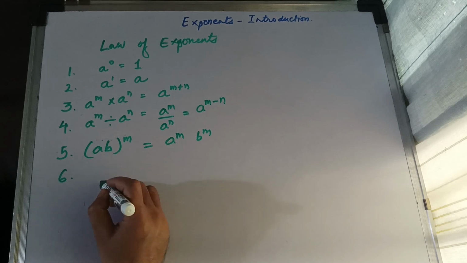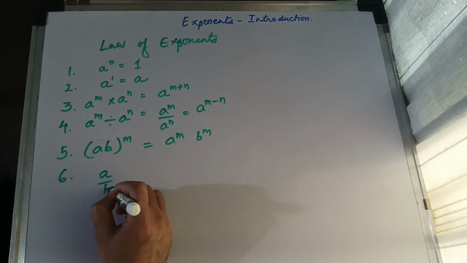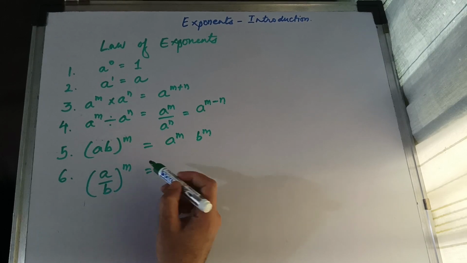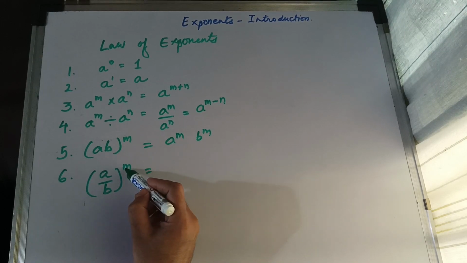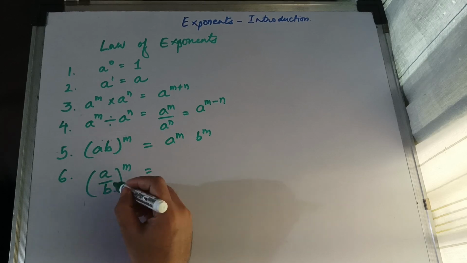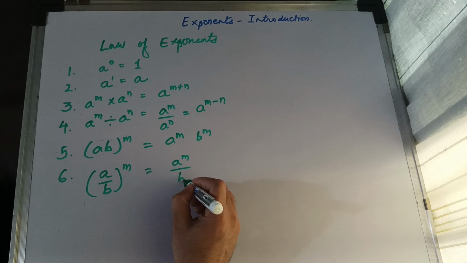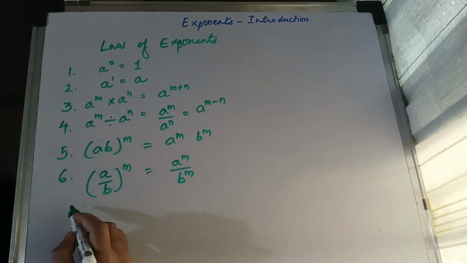6. a divided by b raised to m. Again here as well, the power m will get distributed to a and b as well. So it can be written as a raised to m divided by b raised to m.